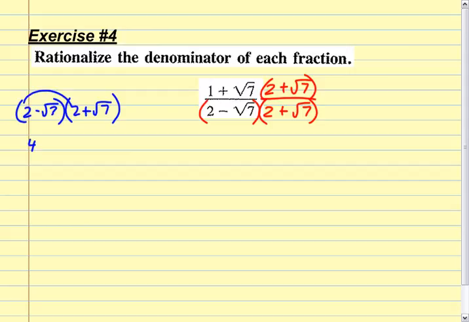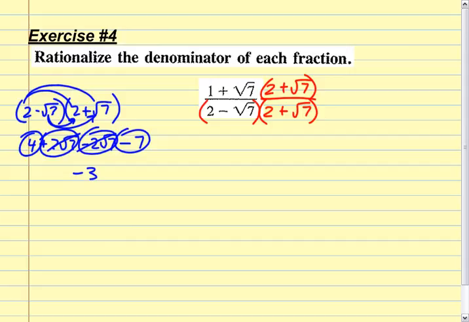Don't worry about that. 4 plus 2 root 7 minus 2 root 7. That's why we give them the different signs, so those things will cancel out. Minus root 7 times plus root 7 is minus root 49, which is minus 7. This cancels with this. That's what we want. 4 minus 7 is minus 3. Good. So on the bottom of this fraction, I have minus 3. I'll stick that negative on top once I figure out what the top is.